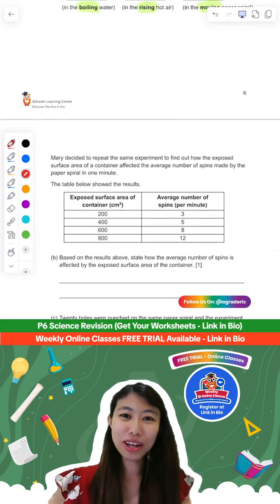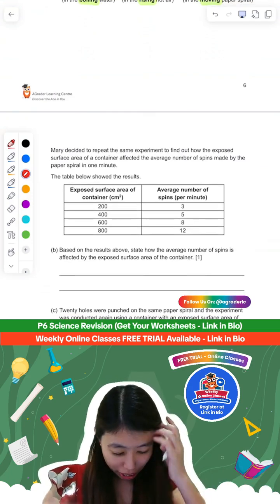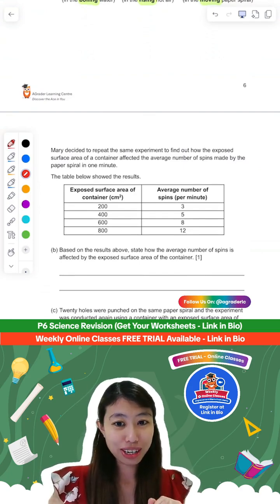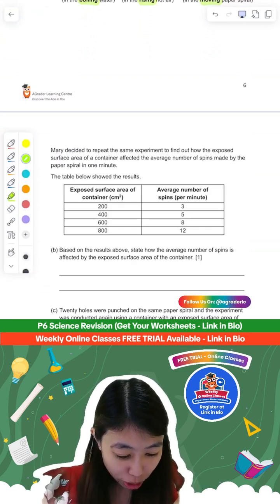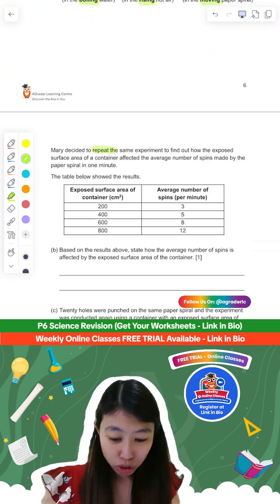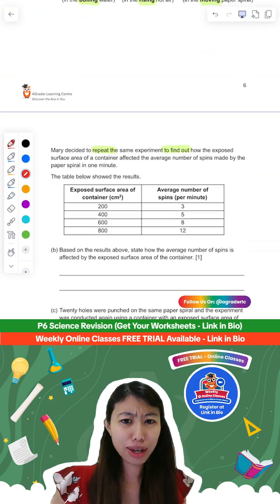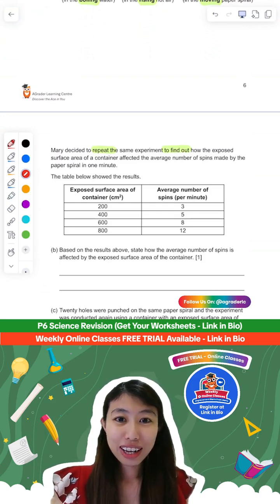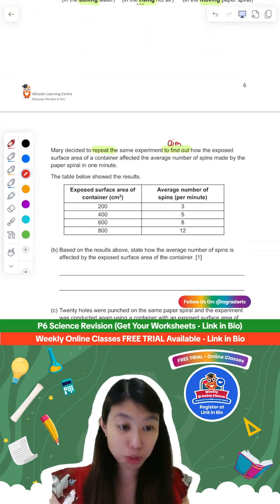Okay, so over here. Now, this one also very straightforward question, okay? Because it is like a relationship question. Okay, so over here, Mary decided to repeat the same experiment to find out. The moment you see to find out, what is that? What is to find out? PSD, you are not wrong. You are correct. To find out is actually the aim. Very good, hi. Aim of the experiment.